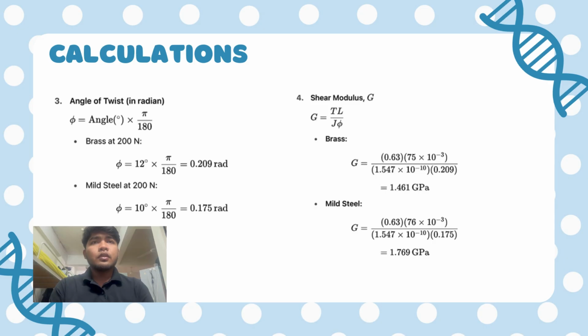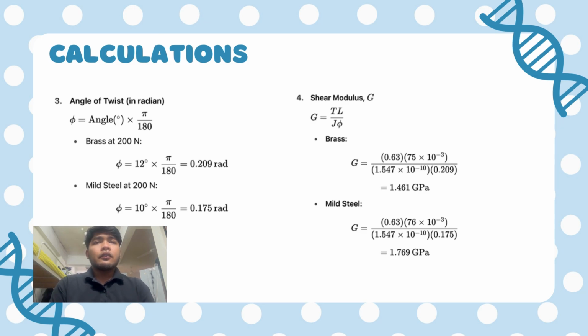Then lastly, we need to find the shear modulus, G. For the brass shaft, G equals open bracket 0.63 close bracket multiply 75 multiply 10 to the power of negative 3, close bracket, and divide by open bracket 1.547 multiply 10 to the power of negative 10, close bracket, then multiply 0.209. So the answer is 1.461 GPa.